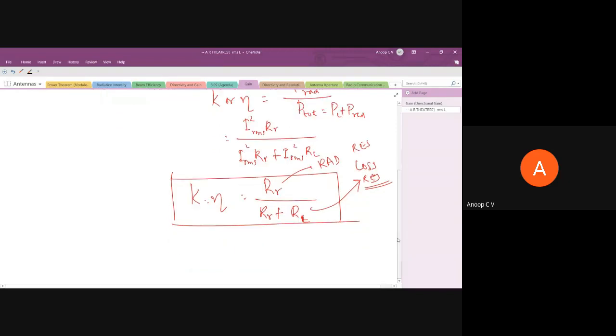And there are more practical ways of measuring gain, so we don't have to know the efficiency. You don't have to bother about this. So that's about gain and antenna efficiency.